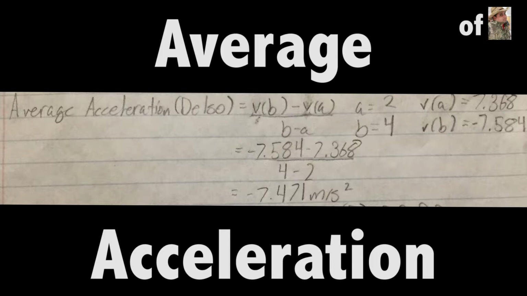After finding the instantaneous velocity at 2 seconds and the instantaneous velocity at 4 seconds, in order to find the average acceleration of Mr. Delso, we plugged it into the formula v of b minus v of a all over b minus a, which would be negative 7.584 subtracted by 7.368 all over 4 minus 2, which gave us an average acceleration for Mr. Delso of negative 7.471 meters per second squared.